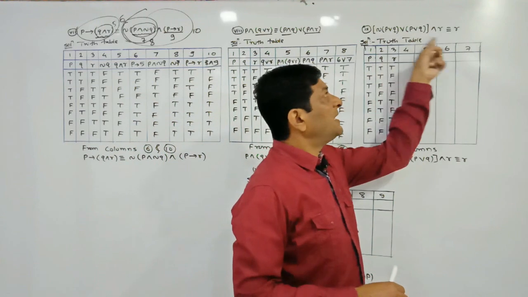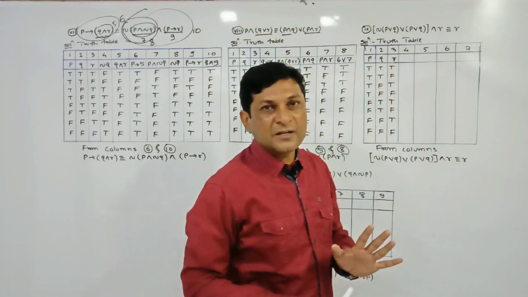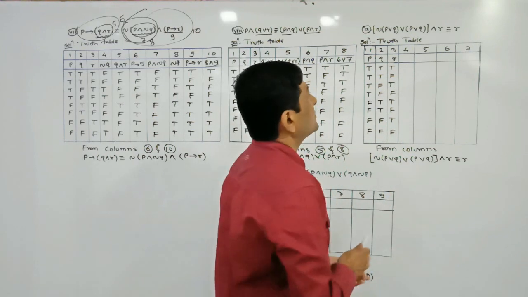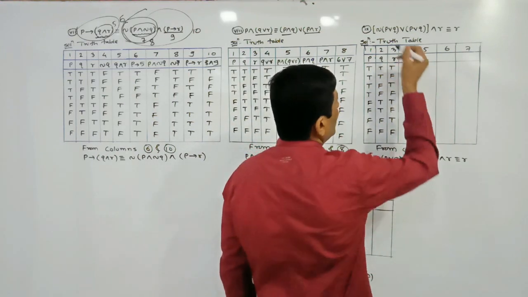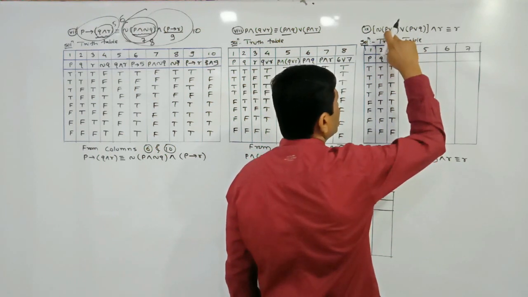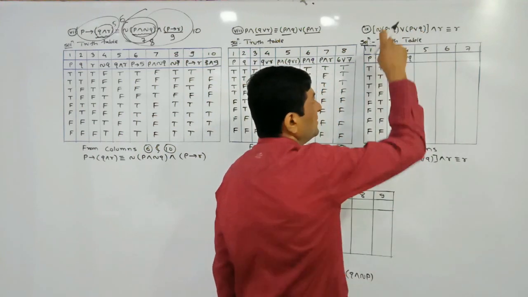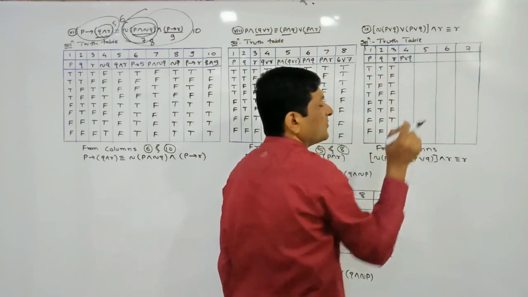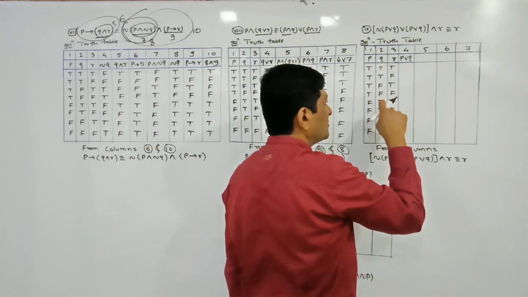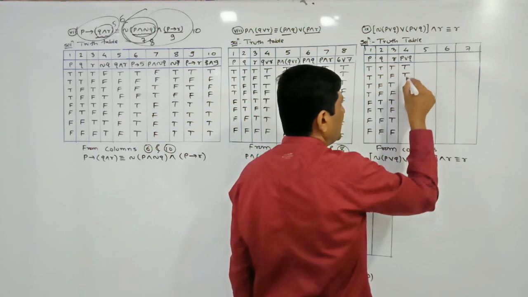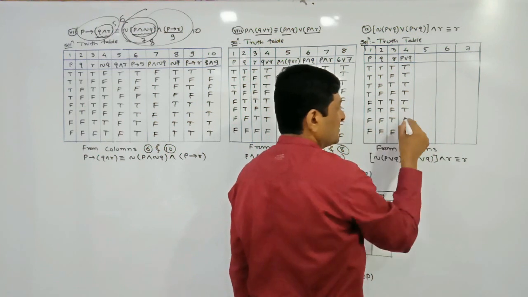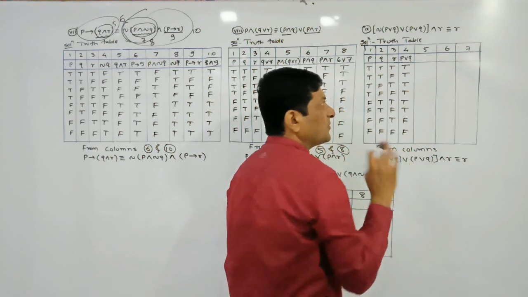Here three letters appear, means three statements are under consideration, so we have to construct the truth values for all eight possibilities. First we are trying to find the value of P or Q, because we will require it several times. So P or Q, in case of OR, if at least one statement is true, result will be true. So true, true, true, true, true, true. In the first six cases, at least one T appears, so we are getting true, and in the last two cases true is not there, that's why OR will be false.